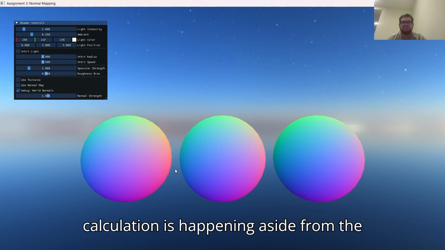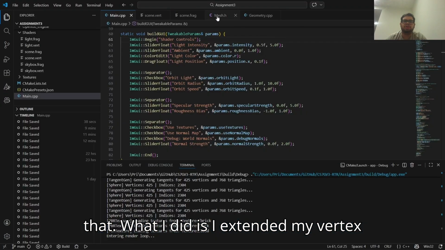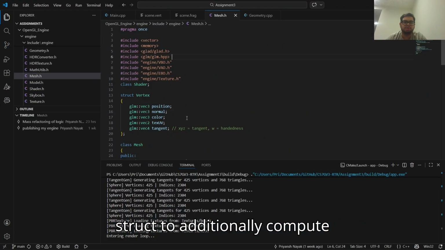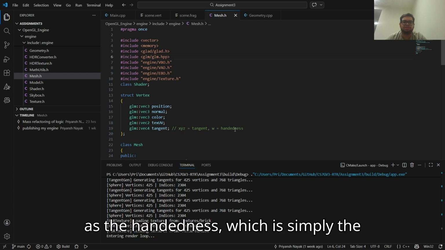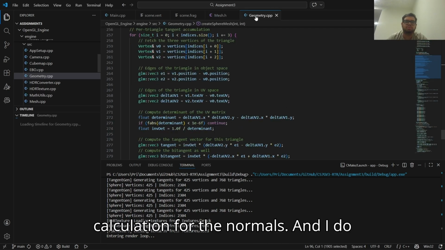This is how the tangent calculation is happening aside from the shader. So a little bit of talk about that. What I did is I extended my vertex struct to additionally compute tangents, which is the XYZ part, as well as the handedness, which is simply the sign of the orientation. So the right hand or left hand calculation for the normals.